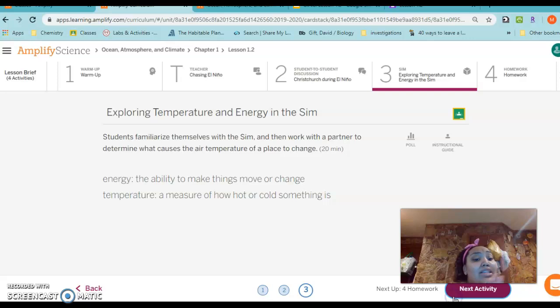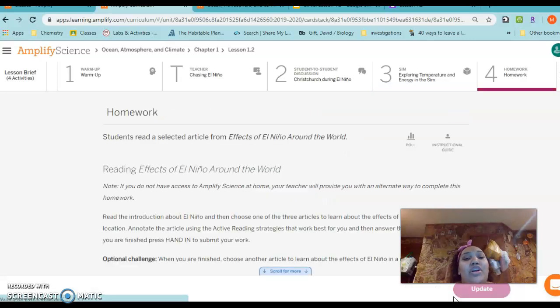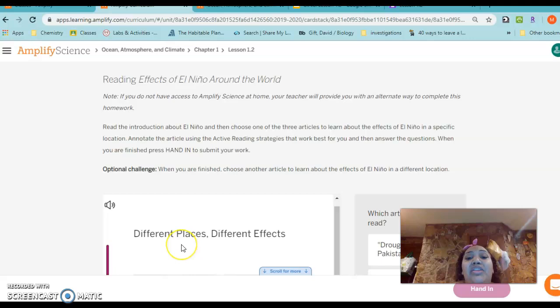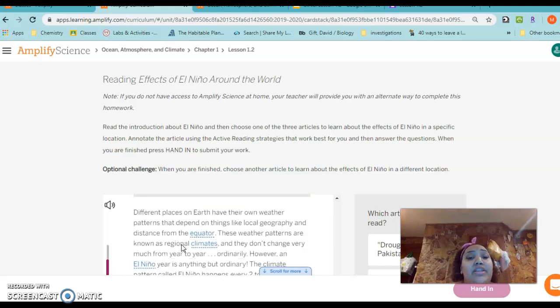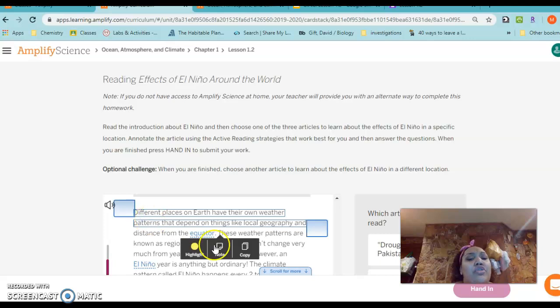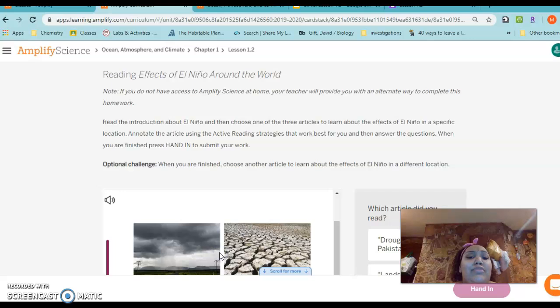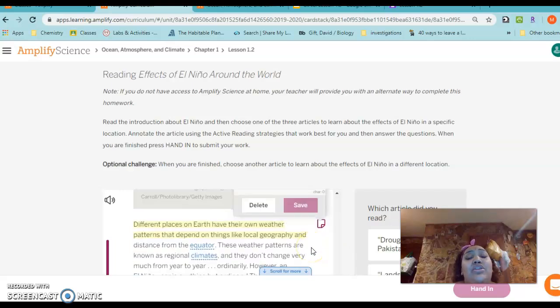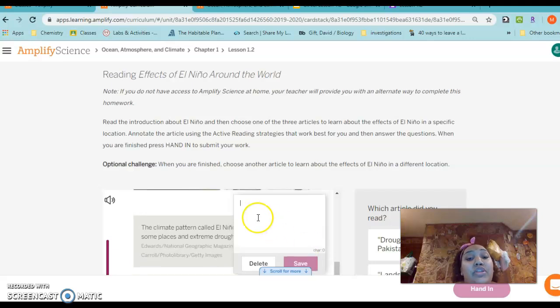Now, the next and last activity for today is the homework. So you're going to be reading effects of El Nino. Everyone is going to be reading the different places and different effects. Remember that you're adding your annotations. I noticed last article, I was seeing a lot of highlights, but not a lot of notes. Please, guys, make sure your notes are in here. Make sure you're writing your connections. That's the only way that you're going to get full points for this.